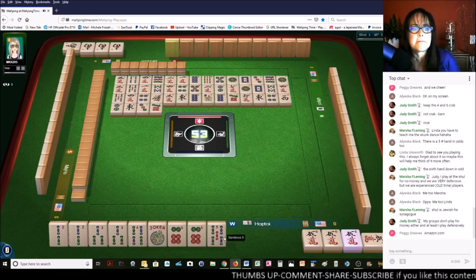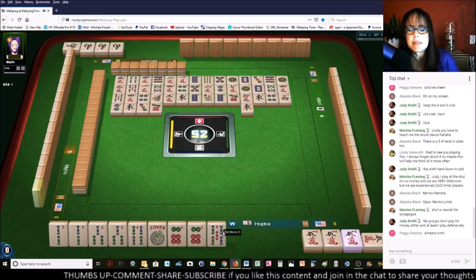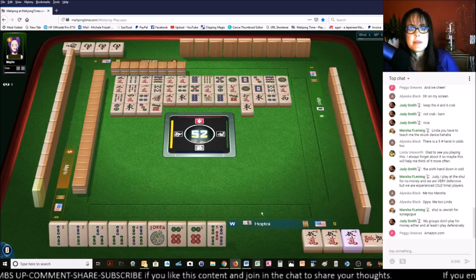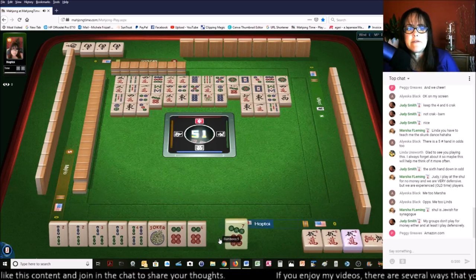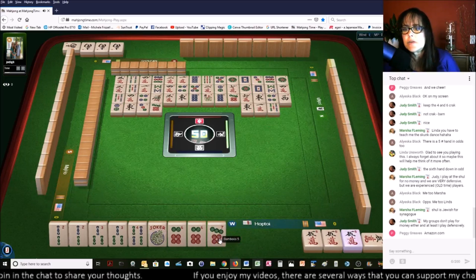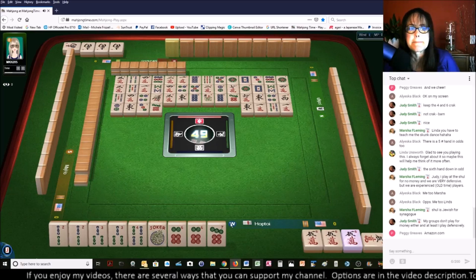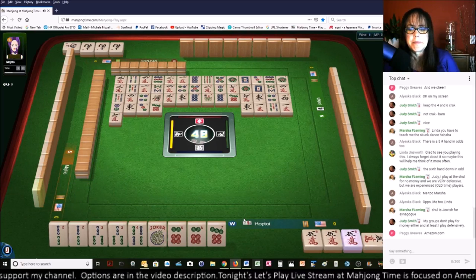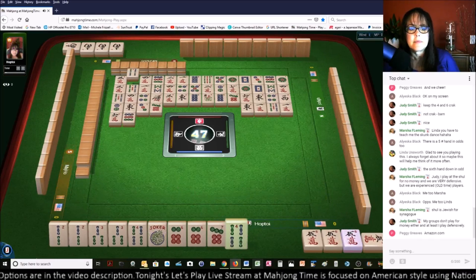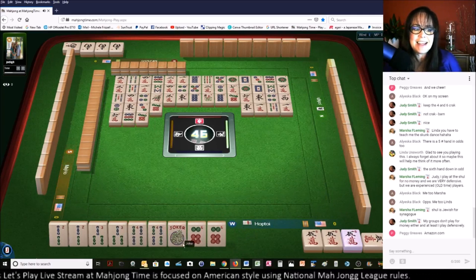7 dots. East wind. I'd like to know where my sixth dot is. One character. Oh, seven dot. Okay, I'm getting rid of the five. Five bamboos. There are 2 seven dots out. One character. Six characters. Nine dots. Oh, we got the four. We got the four. Yay. 2, 3, 4.